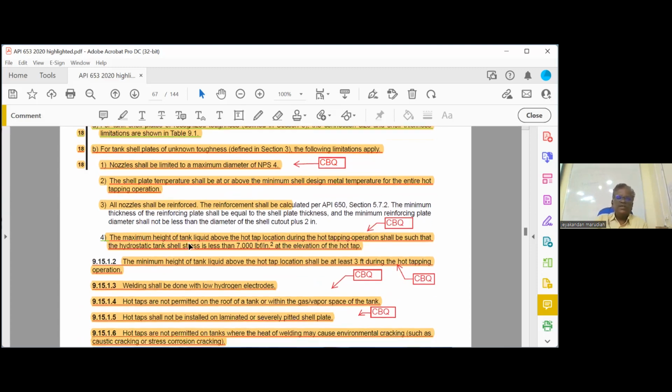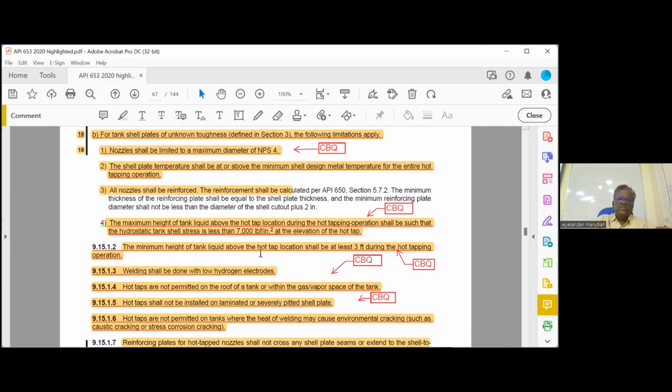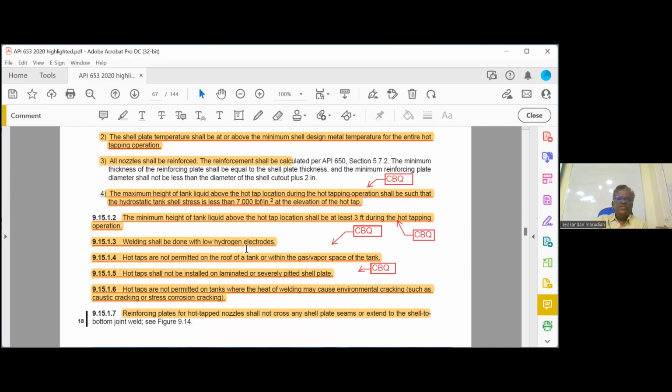The maximum height of the tank liquid above the hot tap during the hot tap shall be not less than 7,000. Sorry, hydrostatic is less than 7,000. That is closed book question. The minimum height of the tank liquid above the hot tap shall be 3 foot during hot tap. That is important. Welding shall be done with low hydrogen electrode.